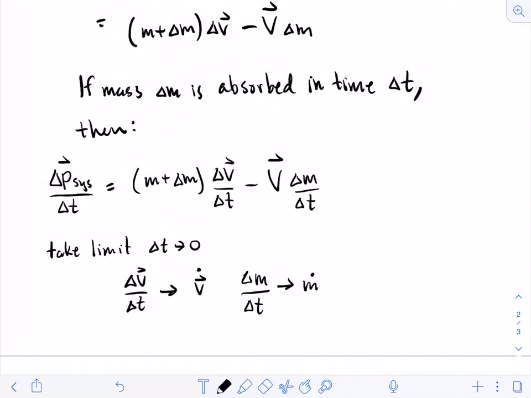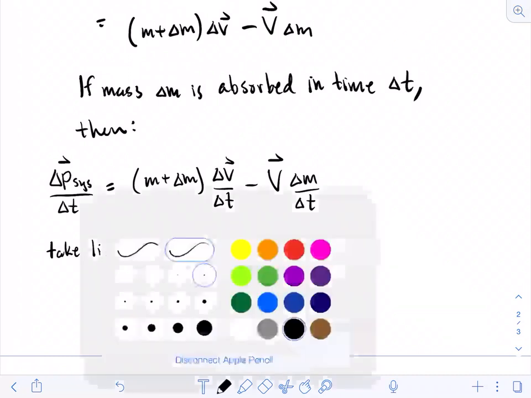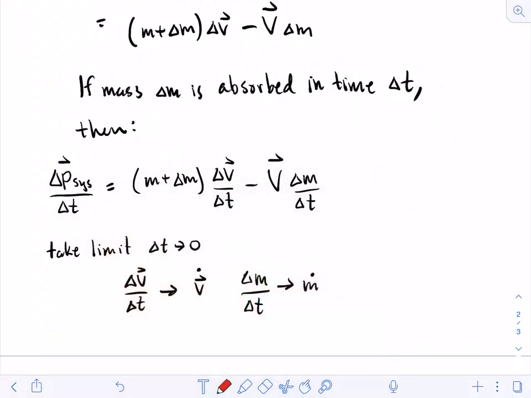The other thing that we have is, when we take the limit that delta t goes to 0, we've got m plus delta m. If we take a really small time interval, then the delta m compared to the total mass of our object is going to vanish. And so we're going to say that delta m goes to 0 in the 0 time limit.